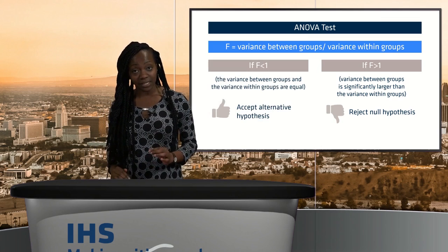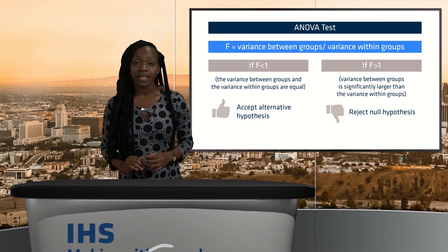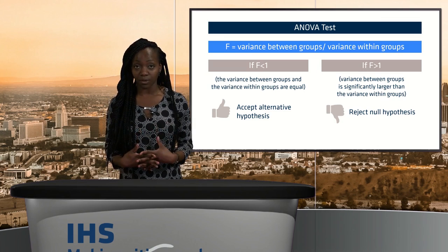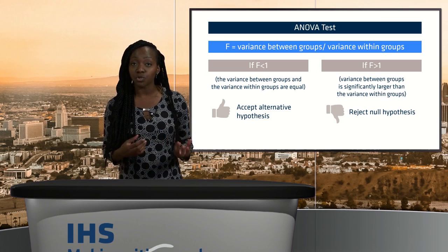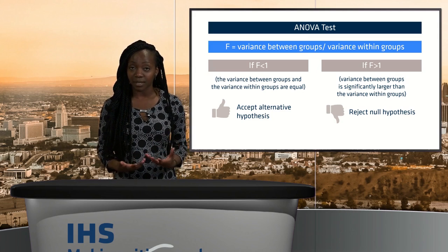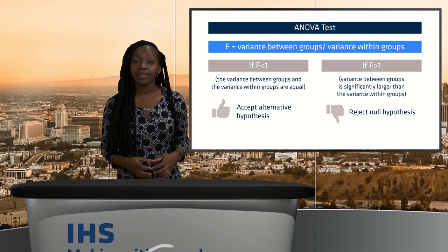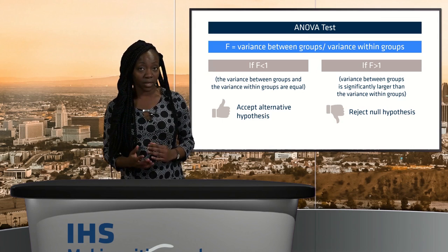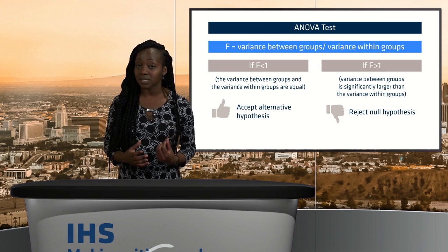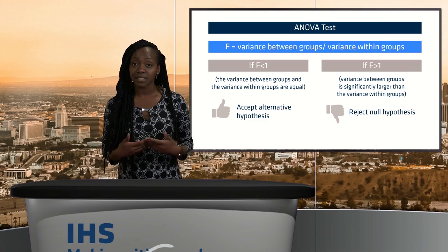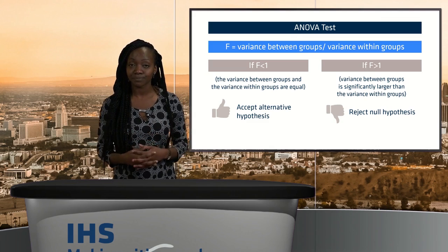If F is less than or closer to 1, the variance between groups and the variance within groups are equal. This means that the groups do not differ from each other. In this case, we would accept the null hypothesis. When there is an overall statistically significant difference in group means, or in other words, if the alternative hypothesis is accepted, you would run a post hoc test. This test is run to confirm where the differences occurred between the groups.